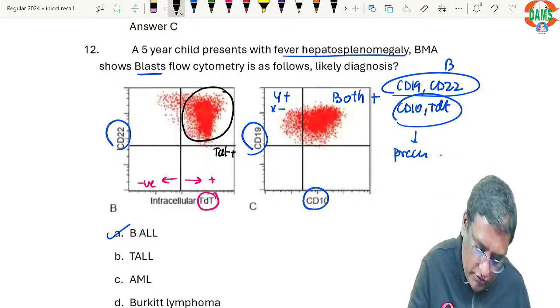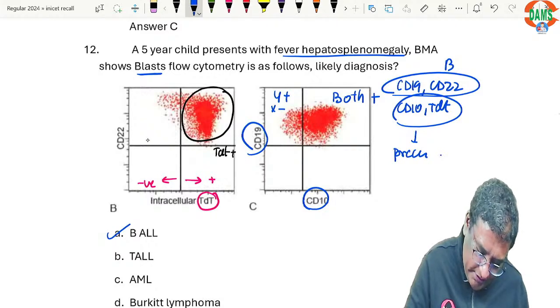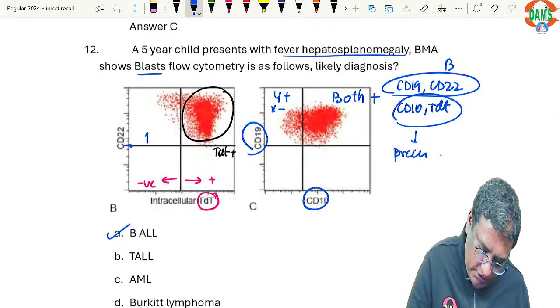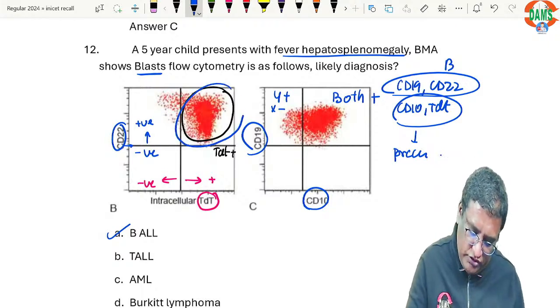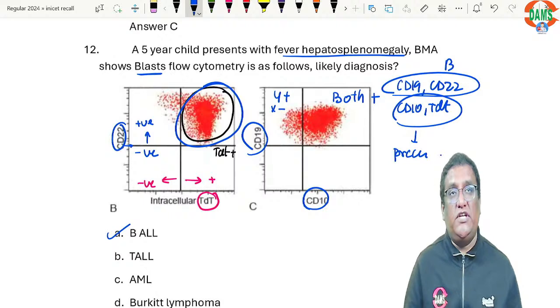Now look at the blue arrow mark that I am pointing. This line I am talking about. Above this line will be positive for this marker. Below this line will be negative for this marker. Simple. So that means again this group of cells which we are talking about are also positive for CD22.